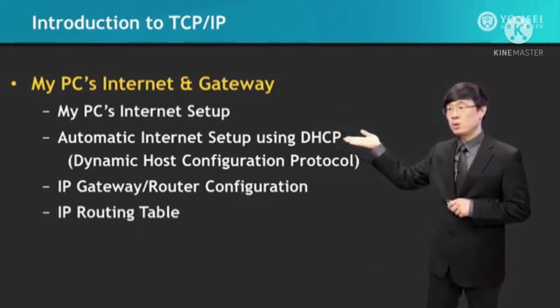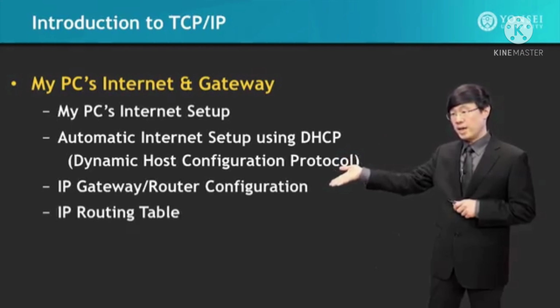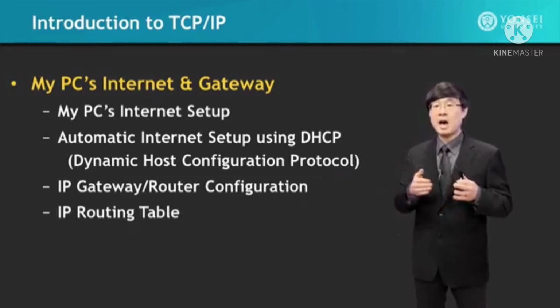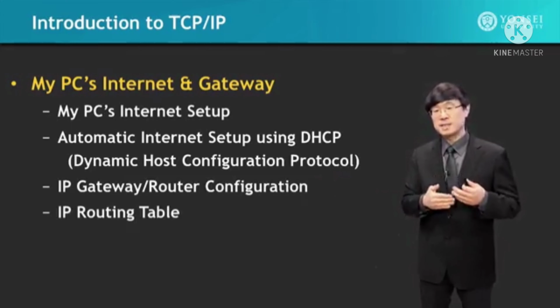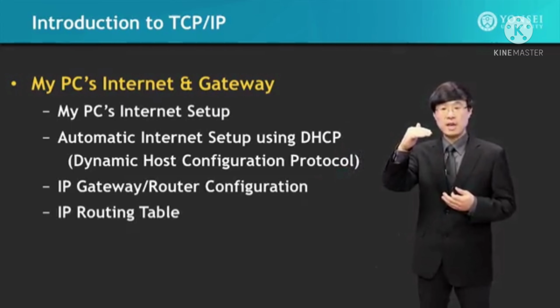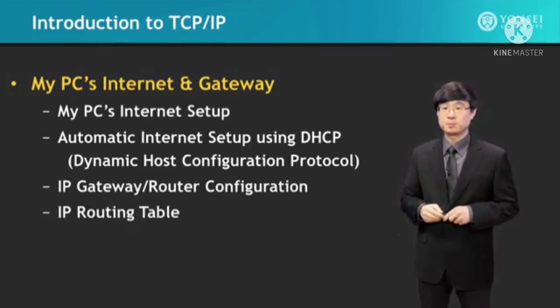Then we go into the second one, which is the automatic internet setup using DHCP, which is the Dynamic Host Configuration Protocol. Then the IP gateway and router configuration. And then based on that configuration, we're going to see how the IP routing table is set up and then how it's used. When a packet comes into the router or the gateway, how is that routing table used to find which way to send it out?